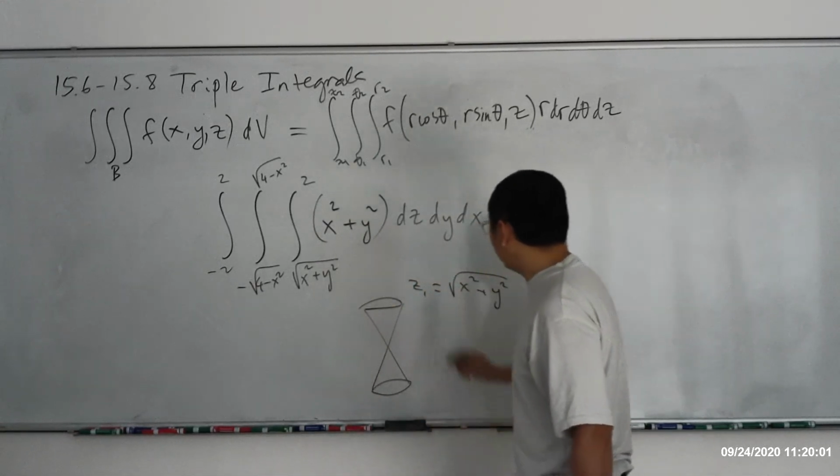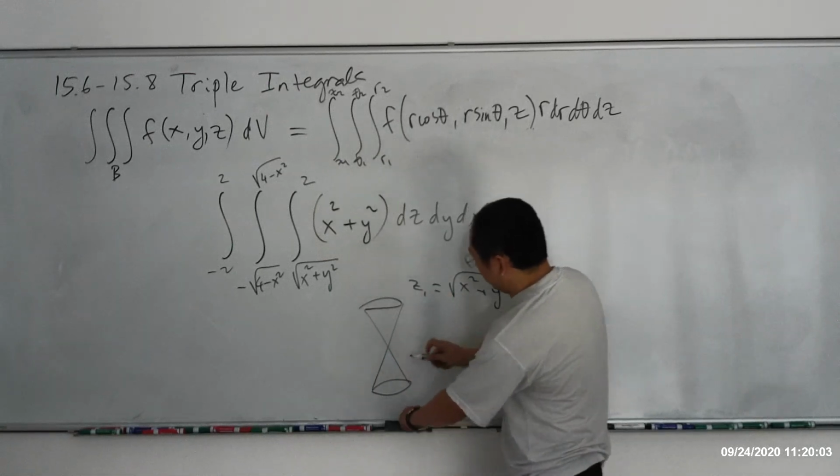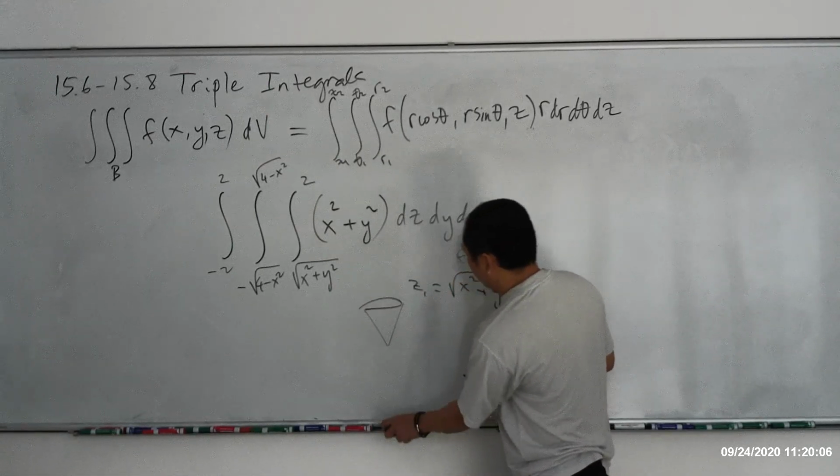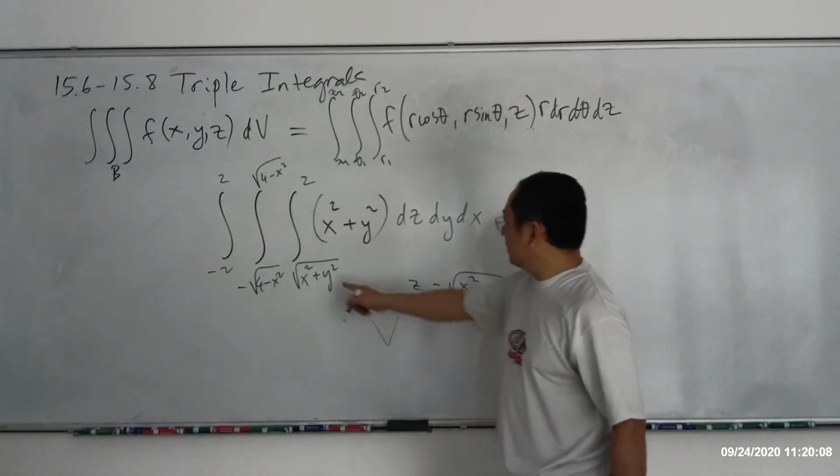Okay, at the bottom right here. But z is also always positive, so we only have half the cone up here. We have a negative one down here. Okay, this is the cone.